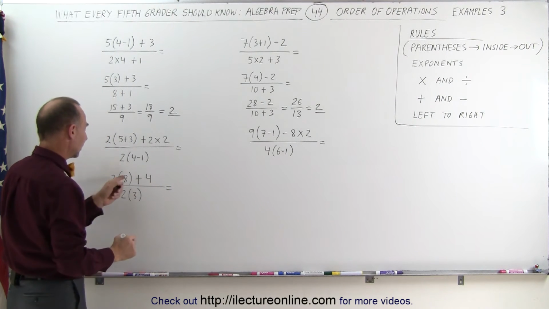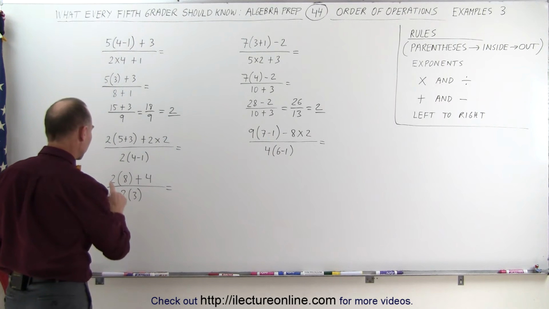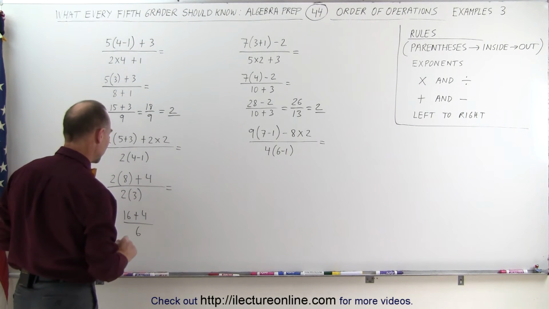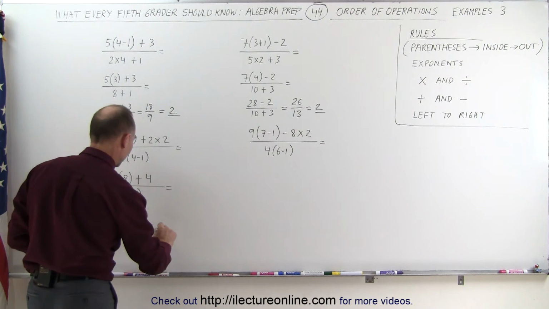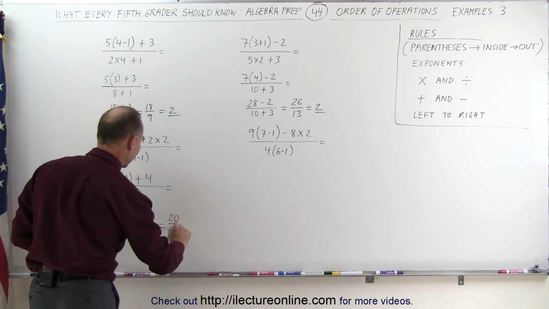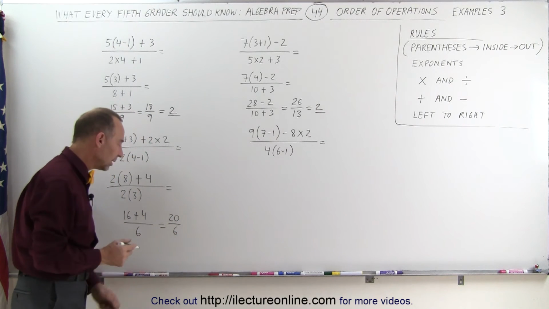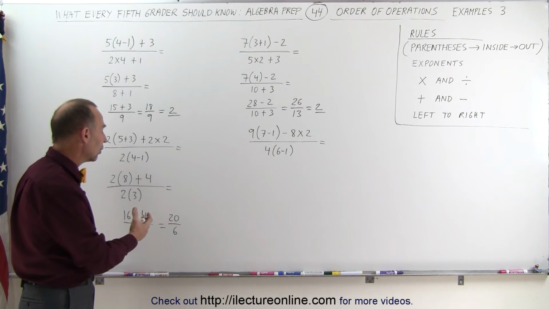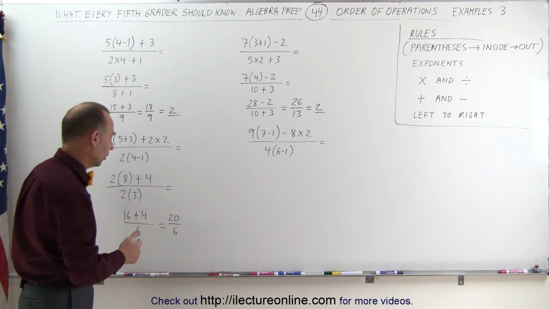Now we can do this multiplication here, and this multiplication there. 2 times 8, that's 16, plus 4, divided by 2 times 3, which is 6. And 16 plus 4, that is 20, divided by 6. And, well, 6 doesn't go evenly into 20. We can either leave it like that, or we can write it as a decimal.